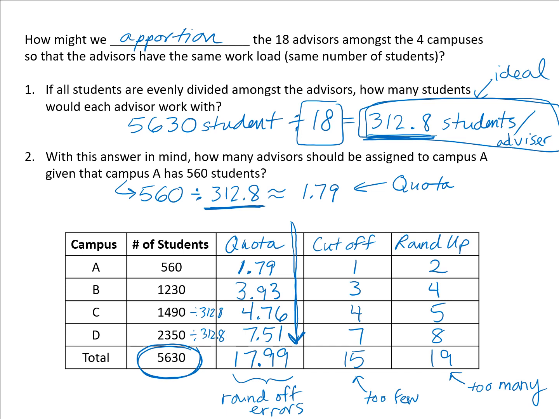So the two common ways of dealing with the decimal, which are to just cut it off or round it, neither one gives us a perfect 18 in the end. So there's going to have to be some kind of decision-making process in terms of which campus gets an extra advisor and which campus doesn't. In mathematics we have different rules for making this decision with the decimal, and those rules are what we call apportionment rules. That's what we're going to look at in this chapter.